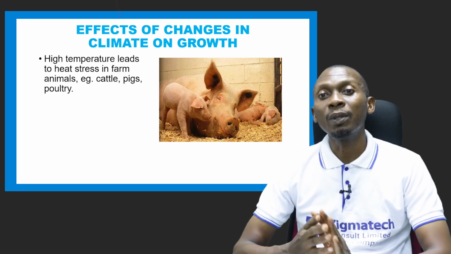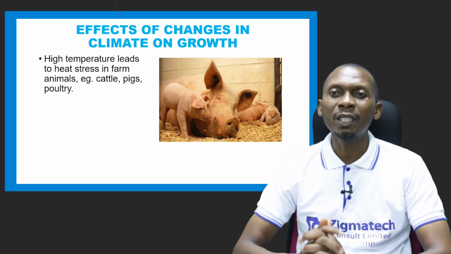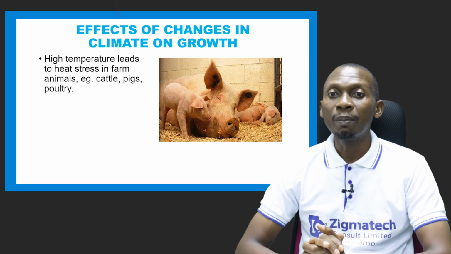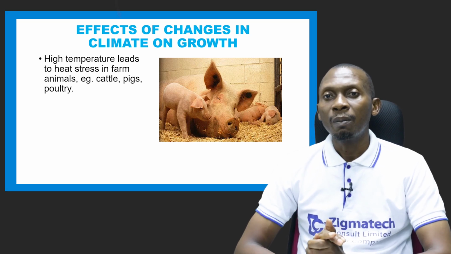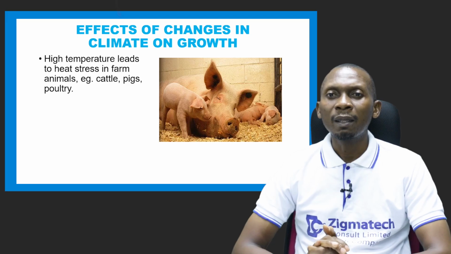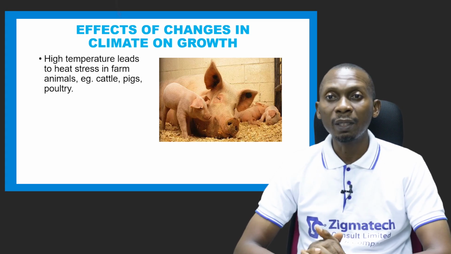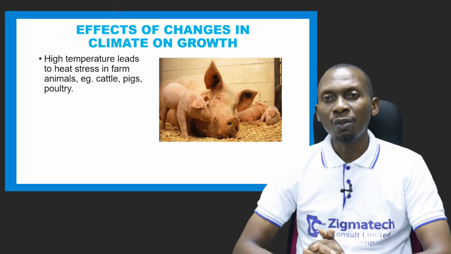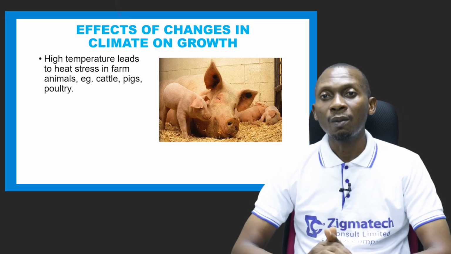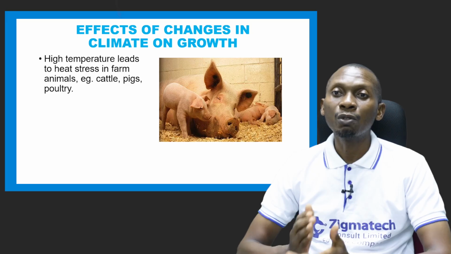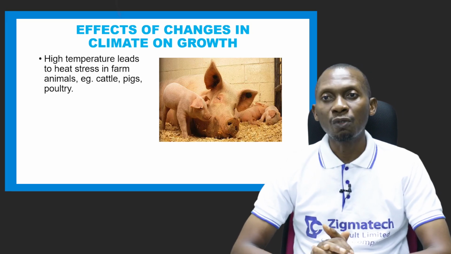High temperature can lead to heat stress in farm animals, especially animals like cattle, pigs, and poultry. Poultry is usually affected by heat stress, which would cause mortality in poultry birds, as well as pigs too. As a result of this, measures have to be put in place to control this heat stress.